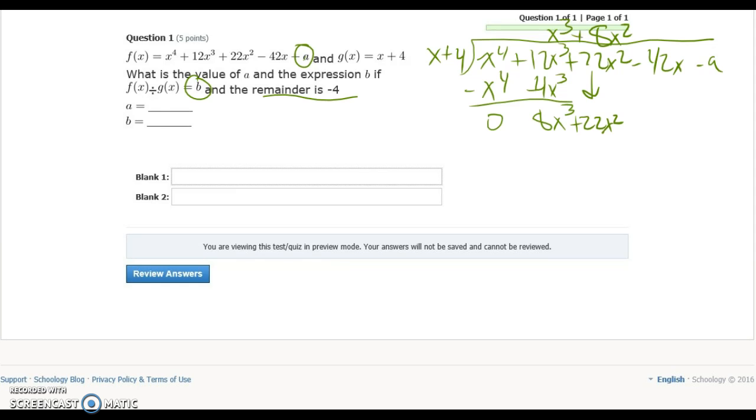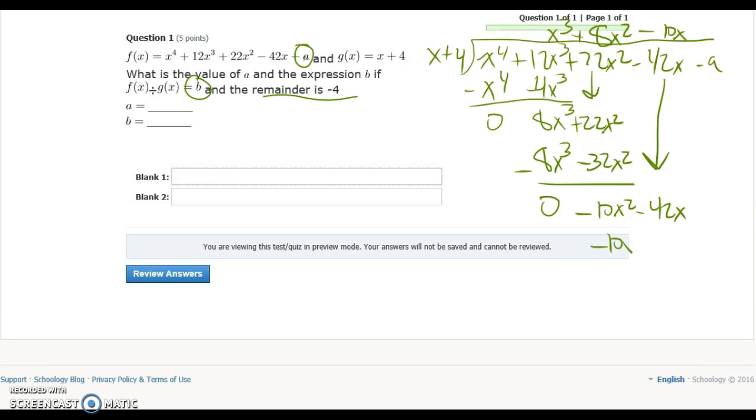So I'm going to add 8x squared. I multiply it through. This is 8x cubed plus 32x squared. I subtract. This is 0. This becomes -10x squared. I bring down minus 42x, and now I'm multiplying by -10x. This becomes -10x squared minus 40x. I have to subtract, which turns these both into addition.